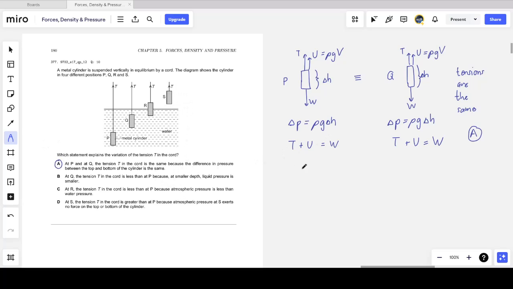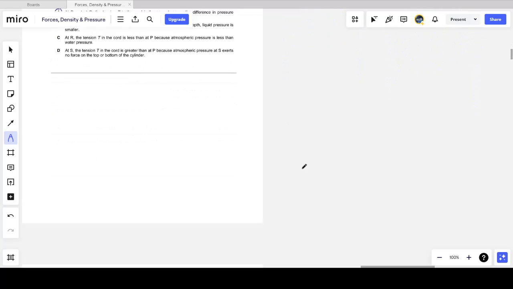You don't have to redraw the diagrams like I have, but you have to understand hydrostatic pressure for this question. And so the correct option there is A.